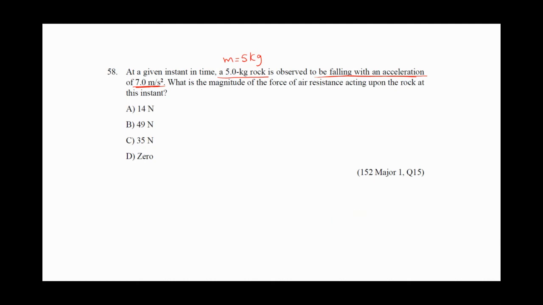But there is what here, guys? There is what? Air resistance. Yes, that's right, air resistance. So this is a problem that has air resistance. What is the magnitude of the air resistance acting on the rock at this instant? We need to find the air resistance. It's falling, so there's weight, mass times gravity, and there's air resistance. I need the air resistance.